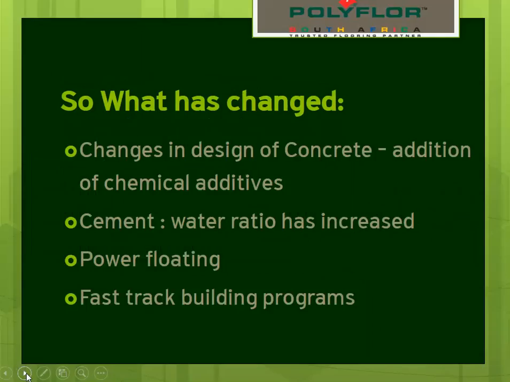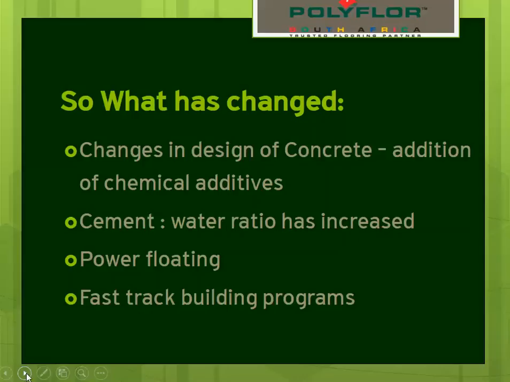So what has changed? In recent years, we more regularly come across screed moisture problems. And why is this happening? There have been changes in the design and construction of concrete. The use of fly ash to replace between 15 to 30% of concrete, as well as additional chemical additives which increase strength, can also possibly slow down the drying process. In the last 15 years, the water to cement ratio has increased from 0.5 to 0.6 or 0.65.